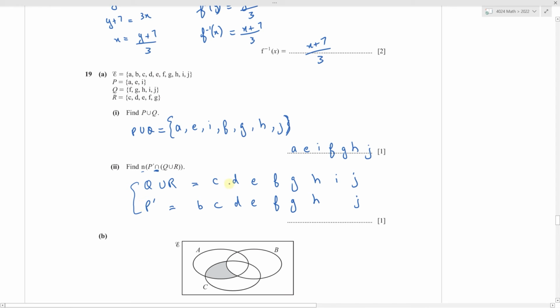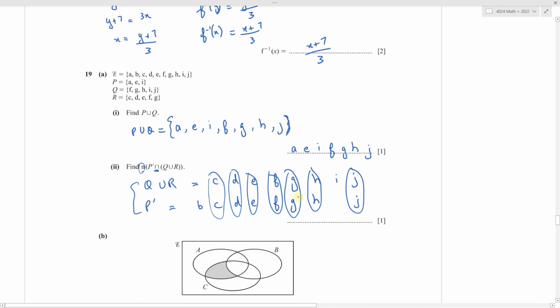That means what are the common elements between the two, and you just have to give the number. You don't have to write all the elements. So C is common, D, E, F, G, H, and J. So 1, 2, 3, 4, 5.